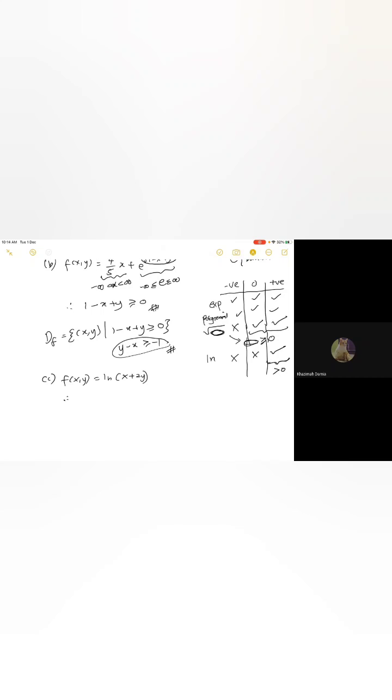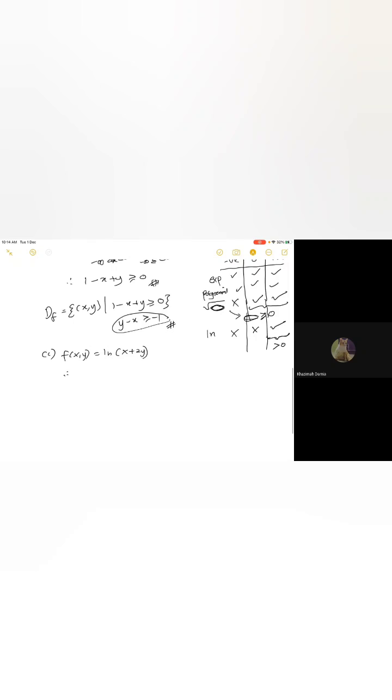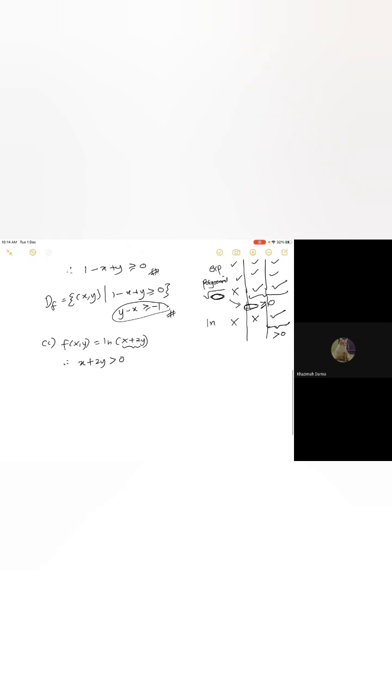Okay, so apa yang kena lebih besar kosong tu? Yang inilah the argument, which is x plus 2y must be greater than 0. So it can be your domain already. So domain dia itu saja sebenarnya, tak ada susah pun. Okay, last.